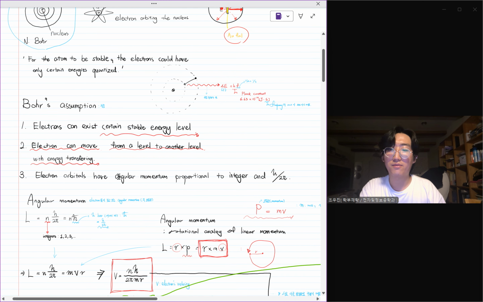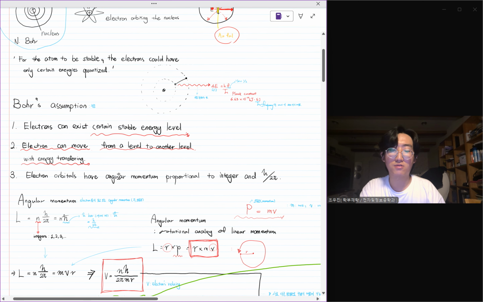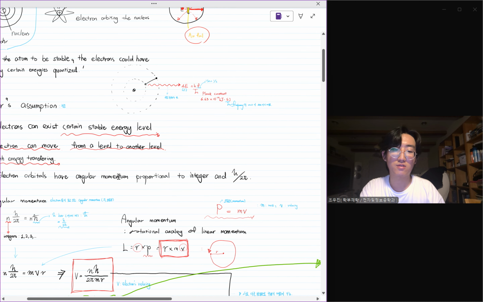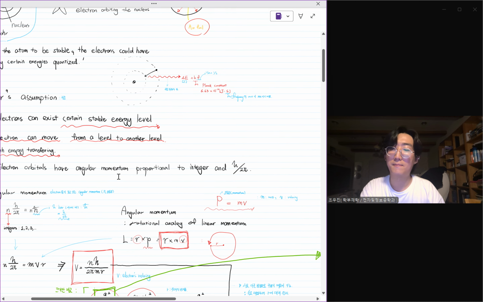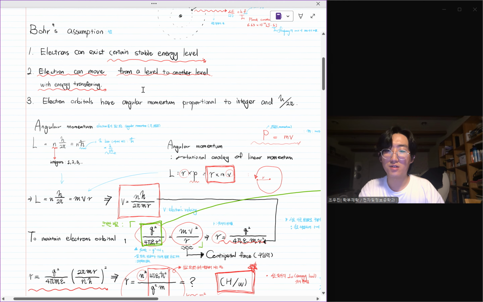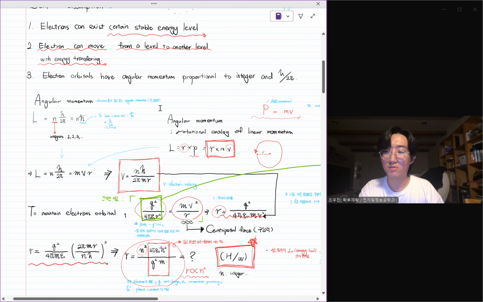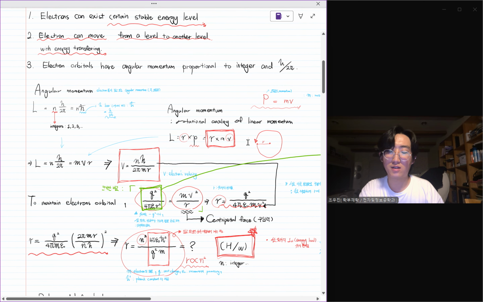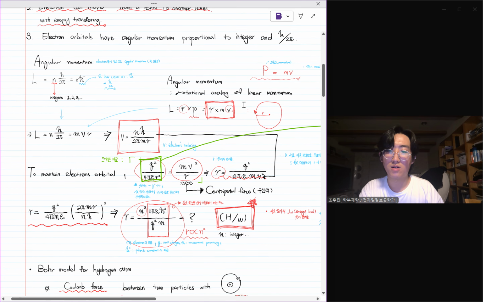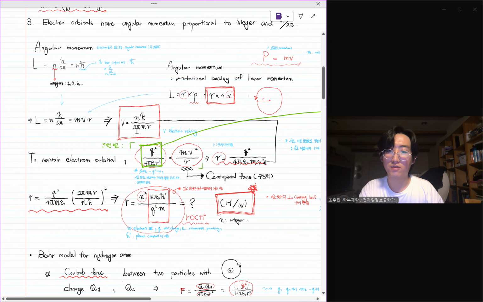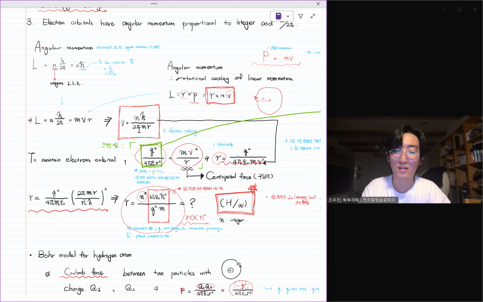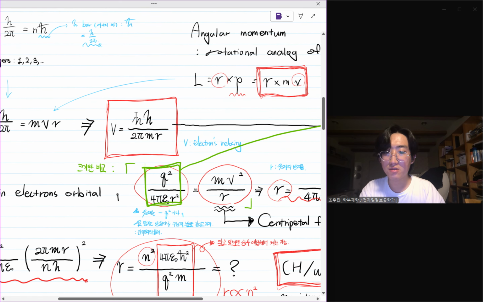Electron orbitals have angular momentum proportional to an integer and the Planck constant divided by 2 pi. Here is angular momentum, defined by these two things, and we can combine them to get the electron velocity. Then we are going to get rid of velocity and calculate the radius of the atom. So here is the velocity.